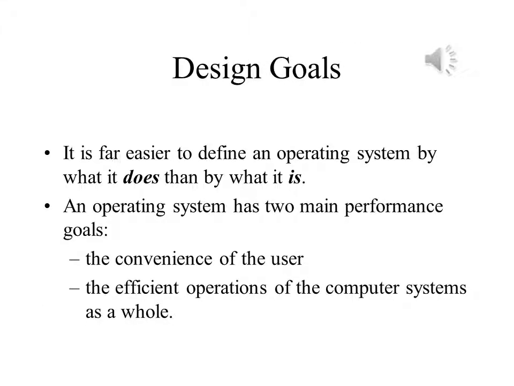Silberschatz and Galvin talk about an operating system being easier to define by what it does than by what it is. And they are probably right. An operating system does all the low-level stuff that programmers and end users don't want to have to worry about. And it also does all the necessary unpleasant tasks that ensure that everybody has a fair chance to use the processor and the computer's other resources.